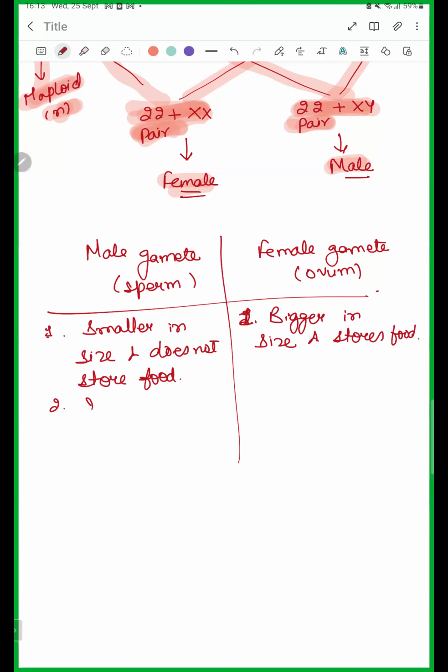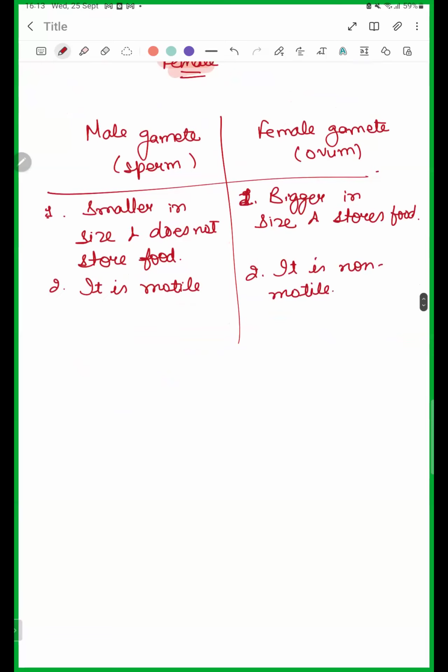Second point is it's motile. It is motile because it has to move. The other is non-motile because it has to stay at the same place, because the complete process of further development of the zygote will take place inside the womb of the mother. Next, it is produced in large number. And the female gamete is produced just one at a time.